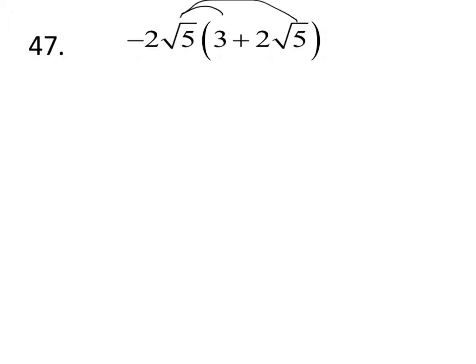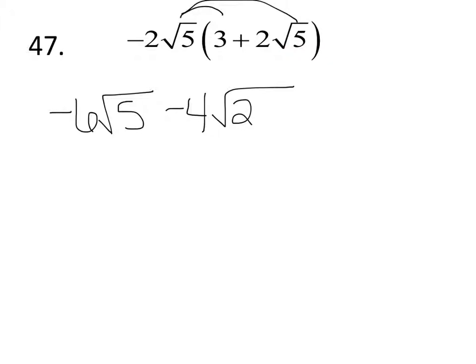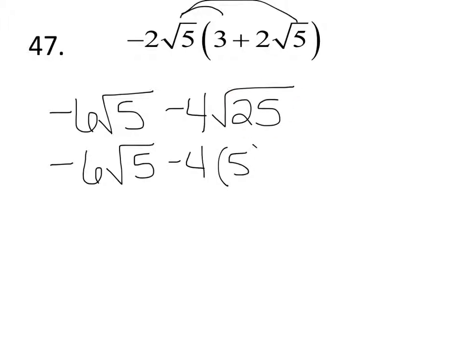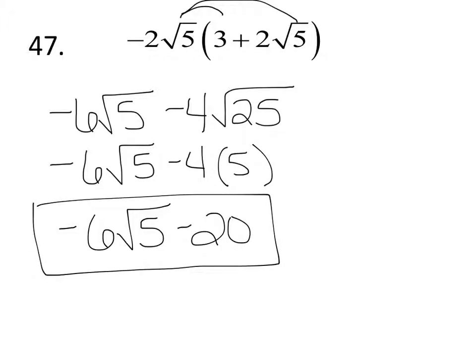I'm going to go ahead and distribute negative 2 square root of 5. So when you do negative 2 square root of 5 times 3, you just multiply negative 2 times 3, and that gives you negative 6, and then you have the square root of 5 still. And then when you multiply negative 2 square root of 5 and 2 square root of 5, you multiply negative 2 times 2, which gives you negative 4. And then you do square root of 5 times square root of 5, which is the square root of 25. So you have negative 6 square root of 5 minus 4, and we know the square root of 25 is 5. So it's actually negative 4 times 5. So we have negative 6 square root of 5 minus 20. Those are not like terms, so you cannot combine them, and so that is your answer.